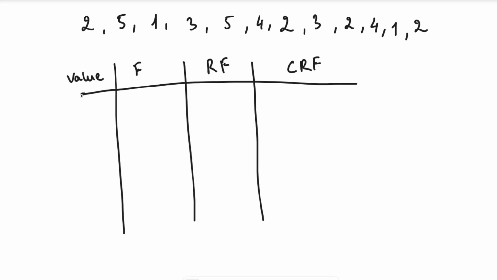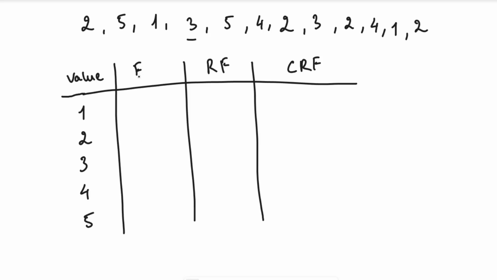So first of all, in the column value, I'm gonna list all the numbers that appear in this dataset, all the unique numbers. I'm gonna list them from the lowest to the biggest. So 1 is the lowest, so 1. The next one is 2, and the next one is 3, right? The next ones are 4 and 5, right?